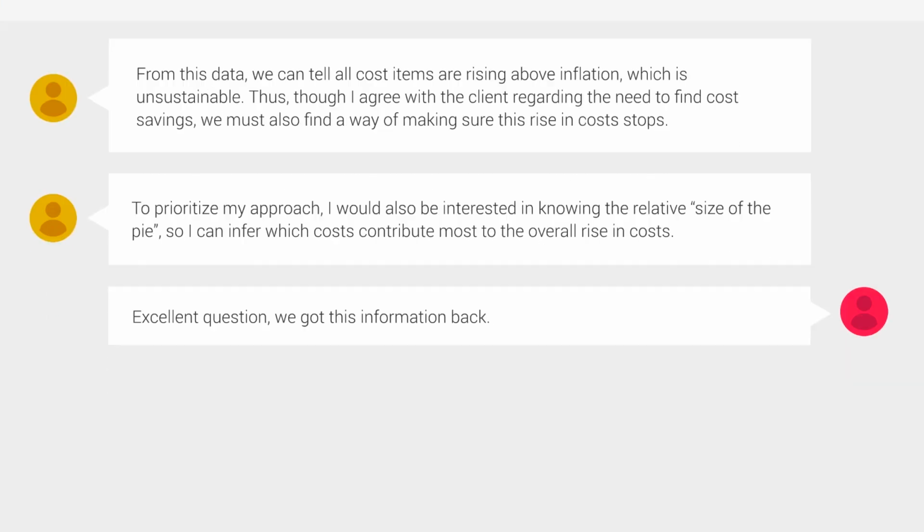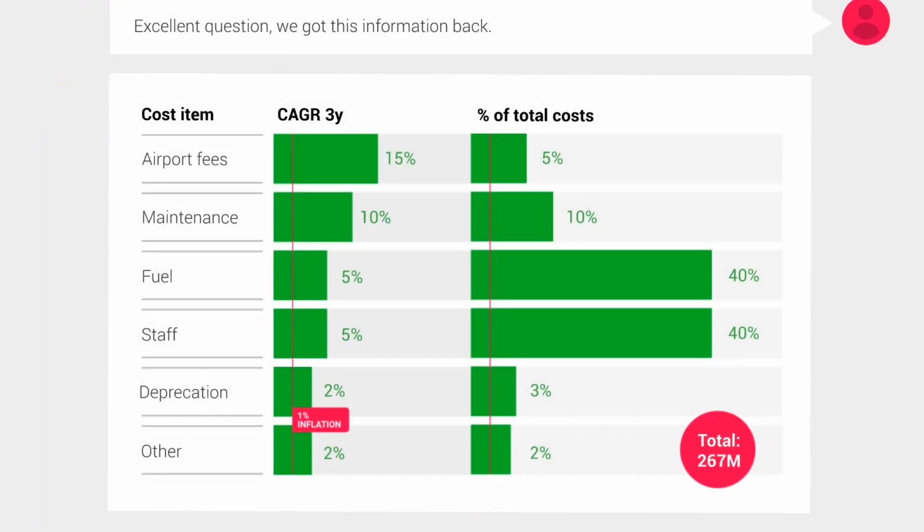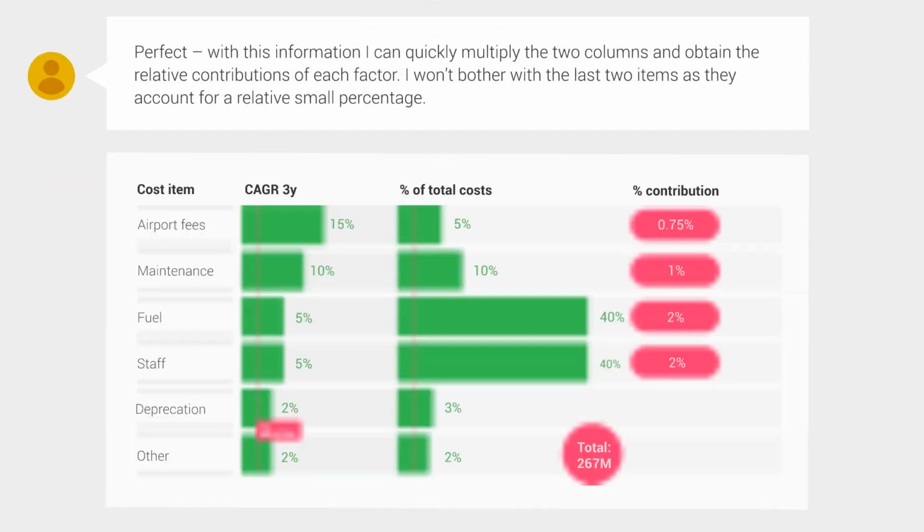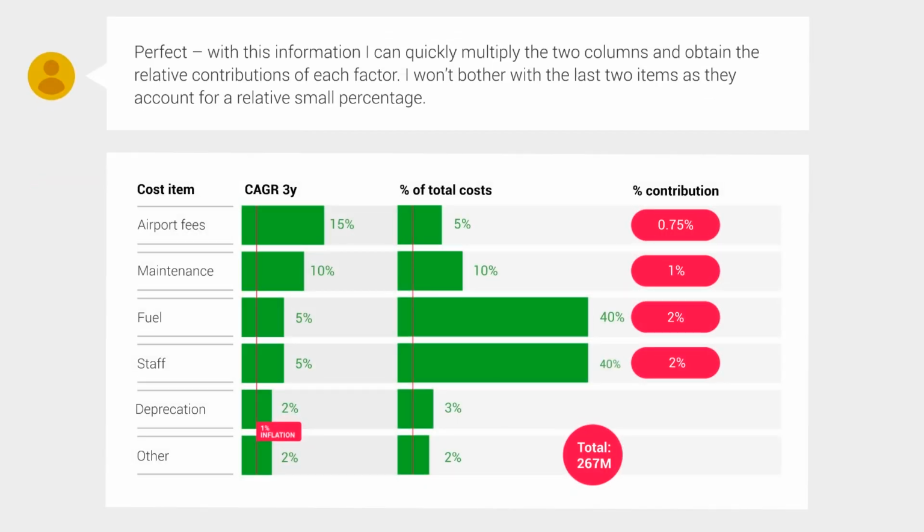Excellent question. We got this information back. The candidate proceeds. Perfect. With this information, I can quickly multiply the 2 columns and obtain the relative contributions of each factor. I won't bother with the last 2 items as they account for a relatively small percentage. With these numbers in hand, the candidate decides what to do next and makes some further inquiries.